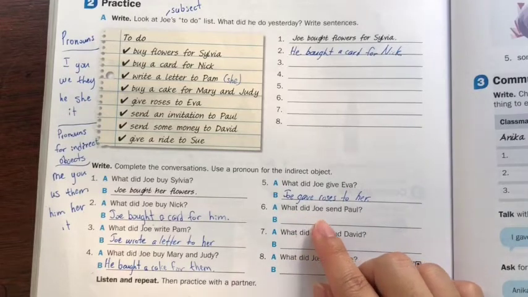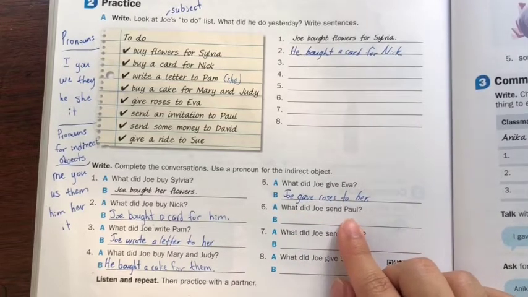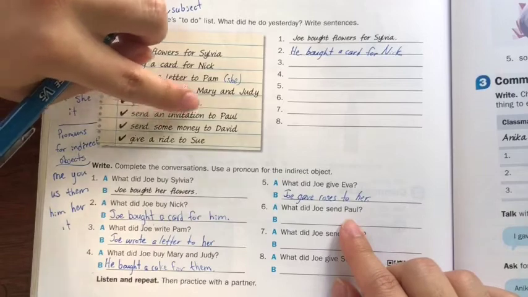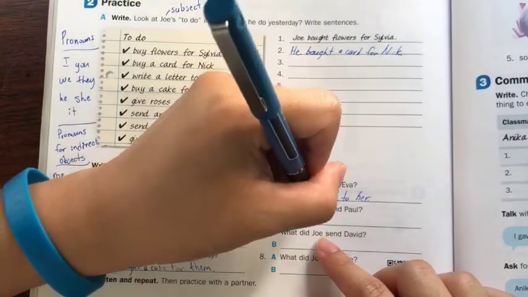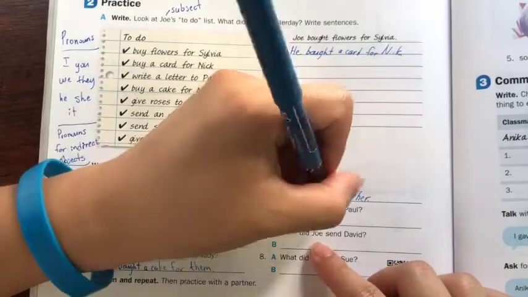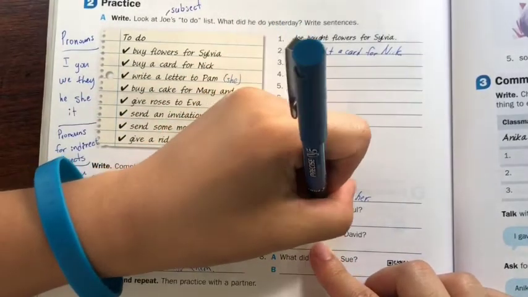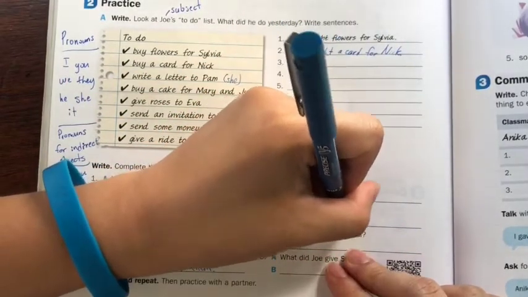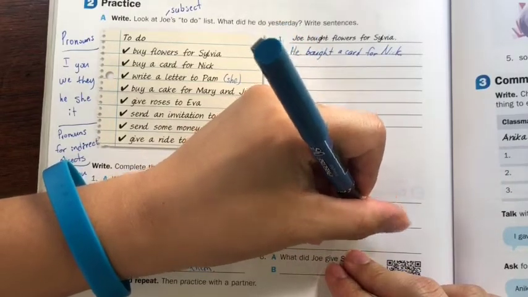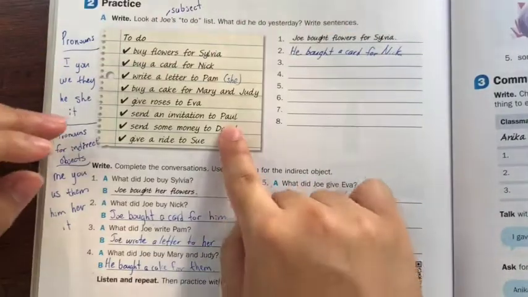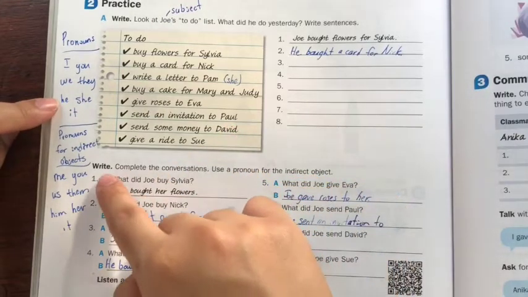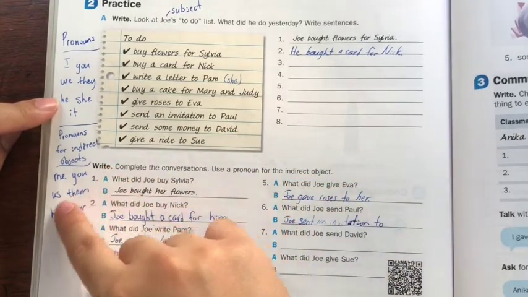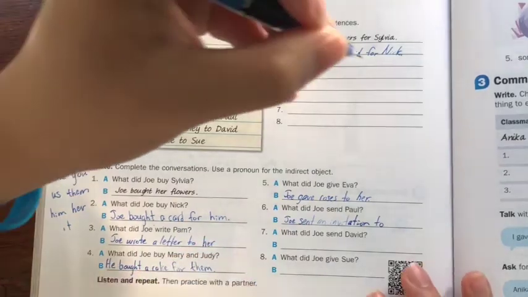Number 6. What did Joe send Paul? Send an invitation to Paul. So Joe sent an invitation to Paul. Paul is a he. Because it's an indirect object, we change he to him.